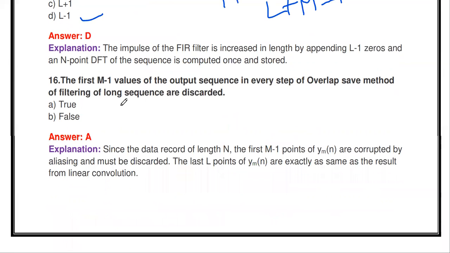The next one: the first M minus 1 values of the output sequence in every step of the overlap save method of filtering of long sequences are discarded. True or false? True. In the overlap save method, the first M minus 1 data are overlapped, that is, they are captured from the previous block. That's why, while calculating the outputs y1, y2, y3, the first M minus 1 output samples we have to discard.